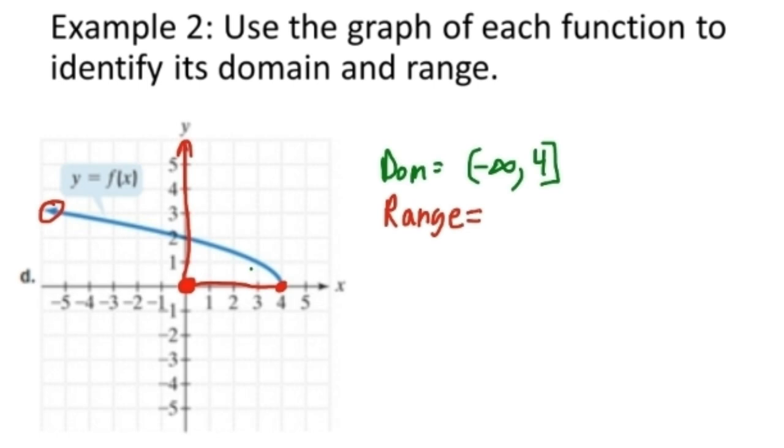So my range is going to be from 0, closed bracket around the 0 because of the point (0, 4), to infinity because the graph is rising forever.